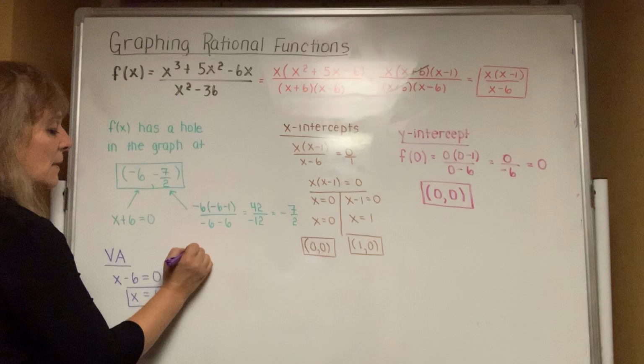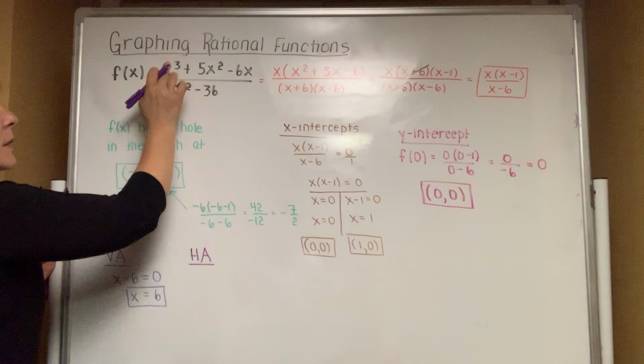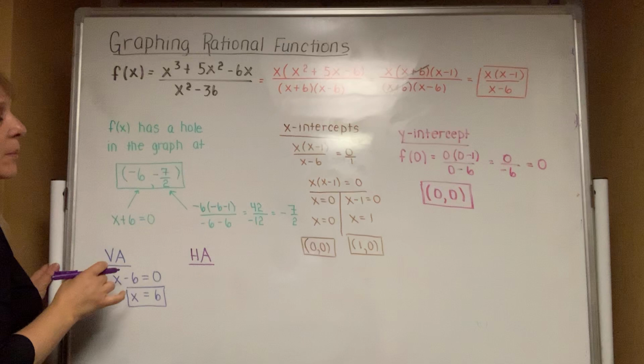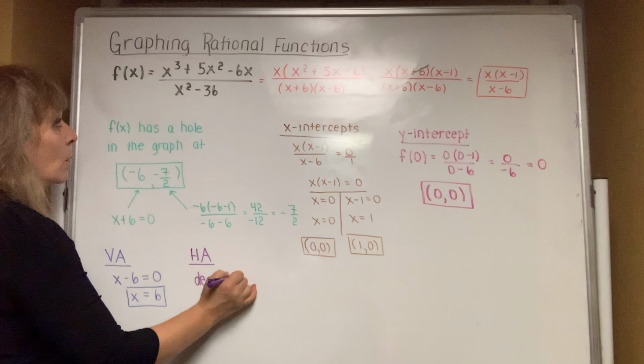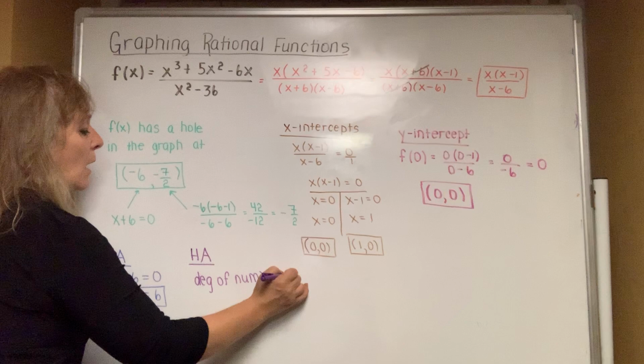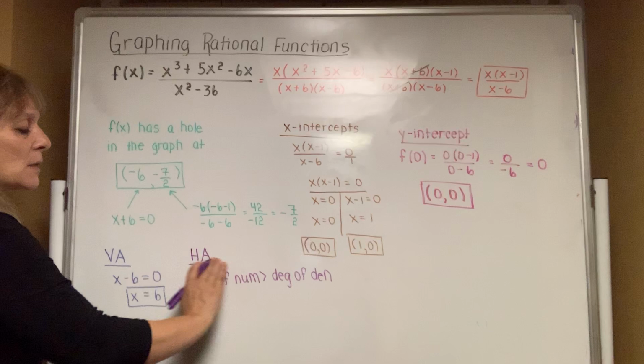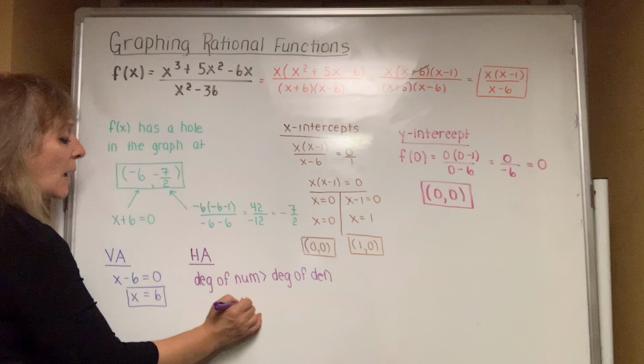And when you are looking at horizontal asymptotes, you are comparing the degree of the numerator and the degree of the denominator. And I usually just look back at the problem written in black. You note that the degree of the numerator, which is 3, is actually greater than the degree of the denominator, which in this case is 2. So this is the format that you're following. There is no horizontal asymptote in that scenario.